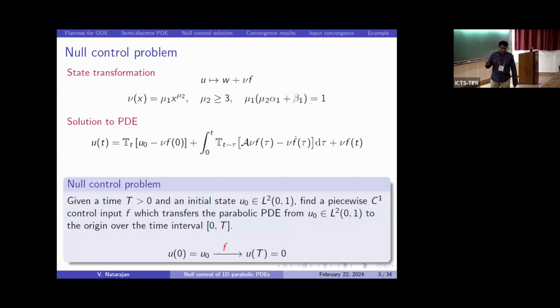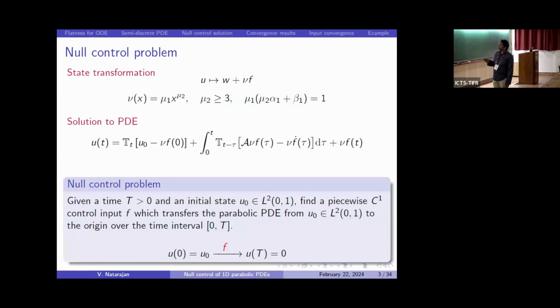Of course, Professor Rosier in this workshop itself has given a very comprehensive and nice introduction to the null control problem for 1D parabolic PDEs and also how flatness can be used to study it. So we are going to give a different proof wherein we combine flatness with semi-discrete approximations. We will not be applying flatness to the PDE, but instead to a semi-discrete approximation, then get a null control signal for the ODE, take the limit of that and show that it is in fact a null control signal for the PDE. That's the approach we're going to take.